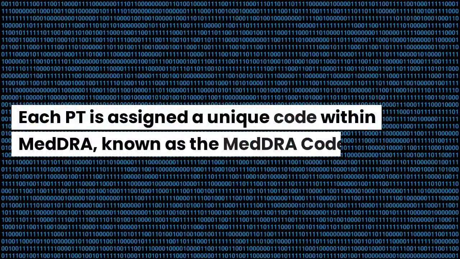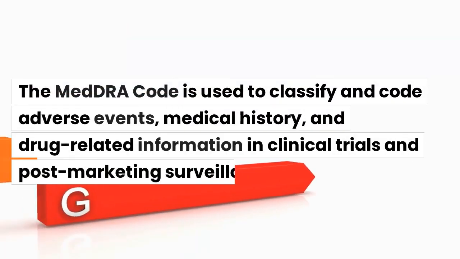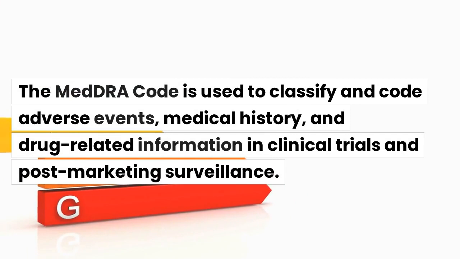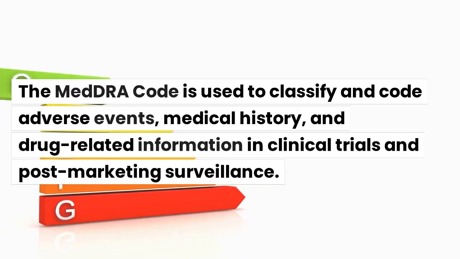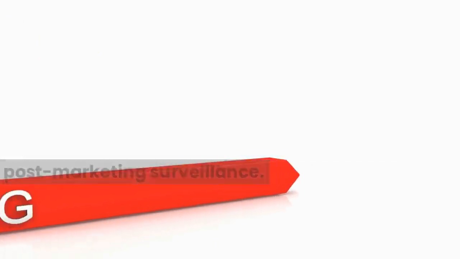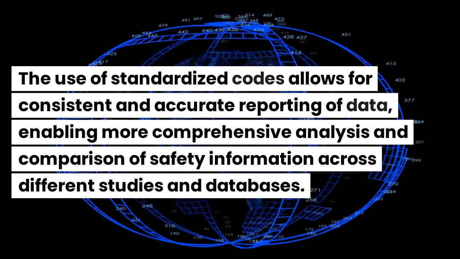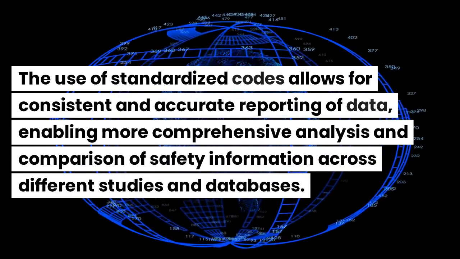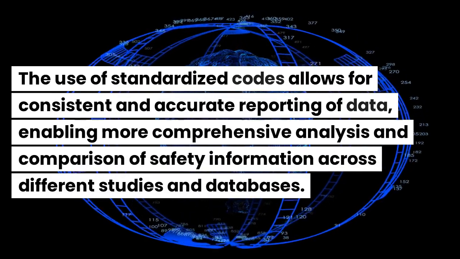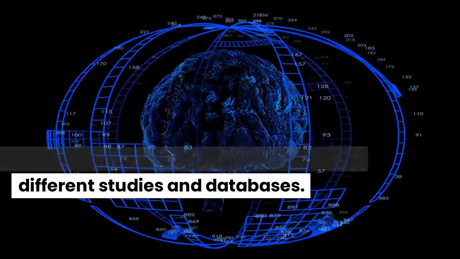Each PT is assigned a unique code within MedDRA, known as the MedDRA code. The MedDRA code is used to classify and code adverse events, medical history, and drug-related information in clinical trials and post-marketing surveillance. The use of standardized codes allows for consistent and accurate reporting of data, enabling more comprehensive analysis and comparison of safety information across different studies and databases.